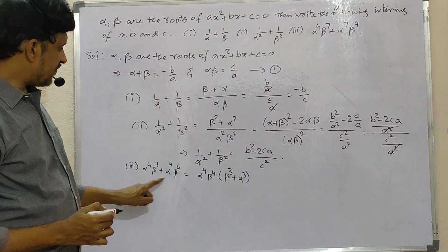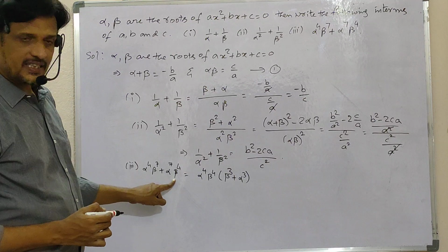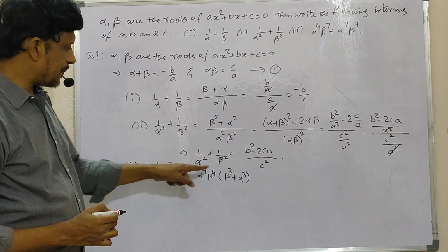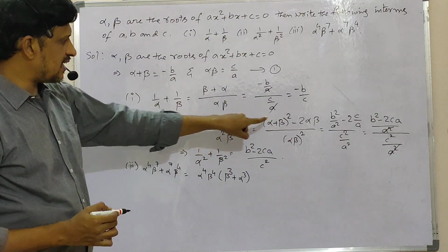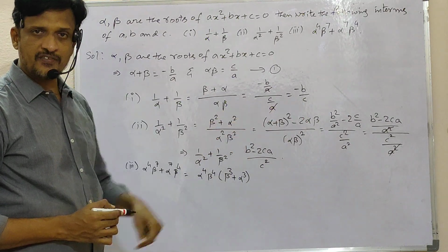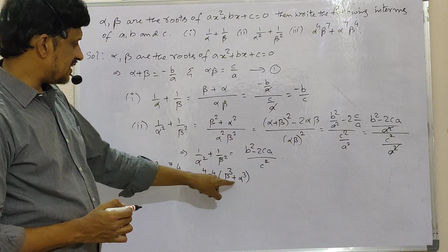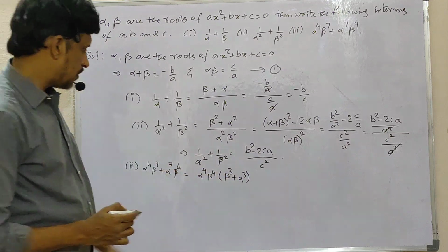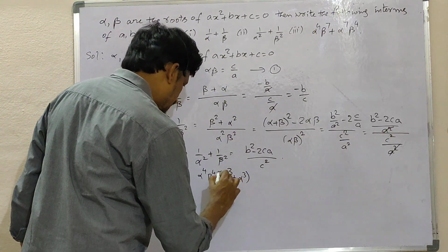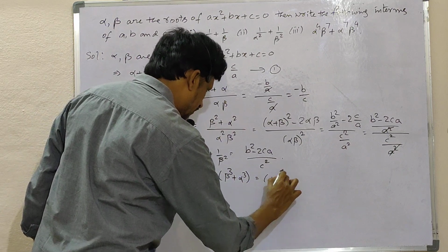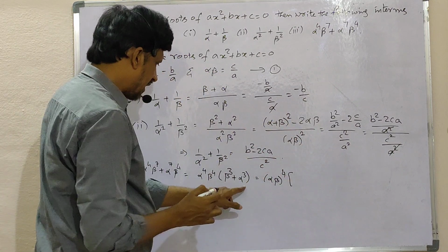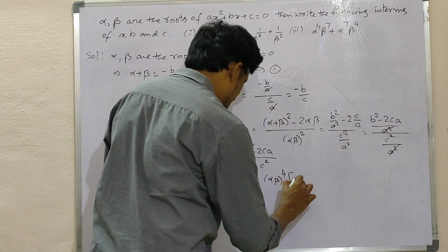Okay, alpha power 4 beta power 4 is the common term here, then you are getting alpha cube plus beta cube. In the previous case it was in the form of a square plus b square, that is a plus b whole square minus 2ab, we wrote there. In the same way this is in the form of a cube plus b cube. So this one we can write like this: alpha beta power 4 into the a cube plus b cube form.